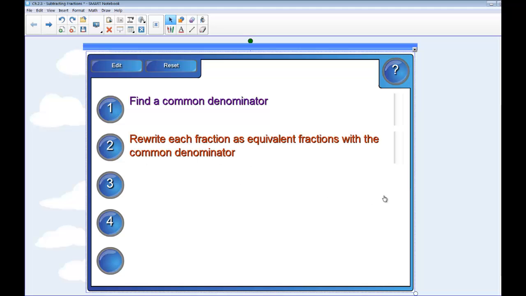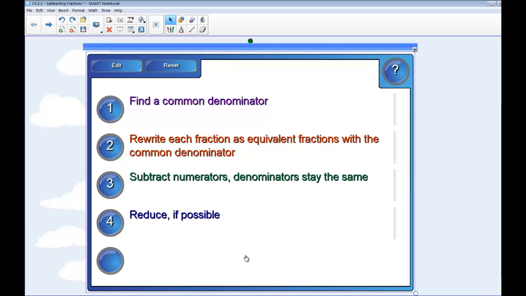We always want to rewrite our fractions as equivalent fractions using the common denominator before we actually either add or subtract. In this case, we're going to be subtracting, so we'll subtract the numerators and the denominators stay the same. Very similar process to when we were adding fractions in the previous chapter. And finally, we always want to make sure we reduce if that's possible.